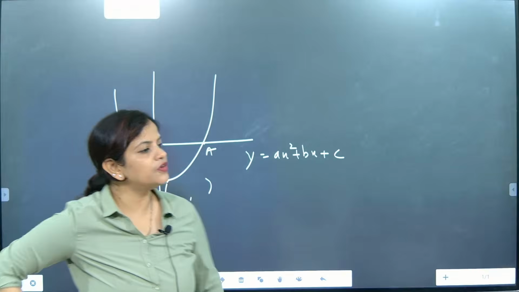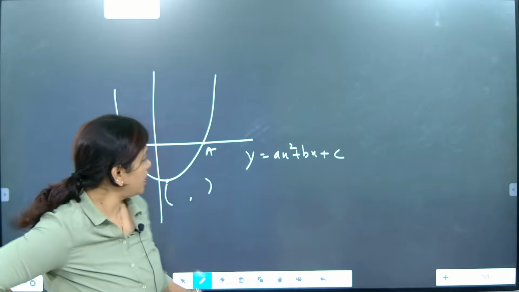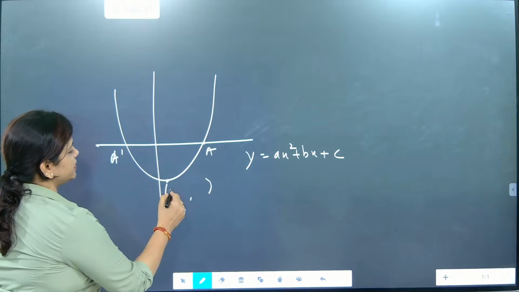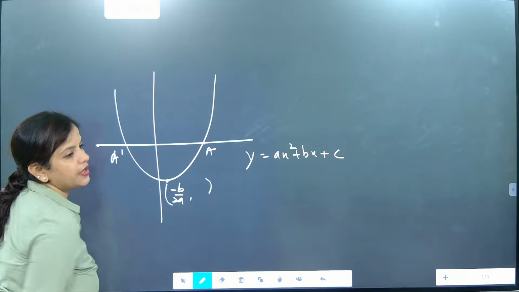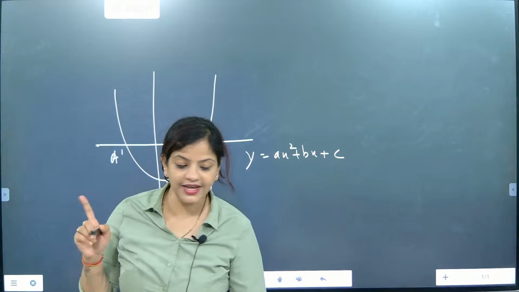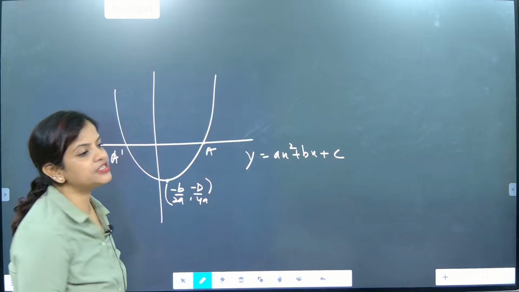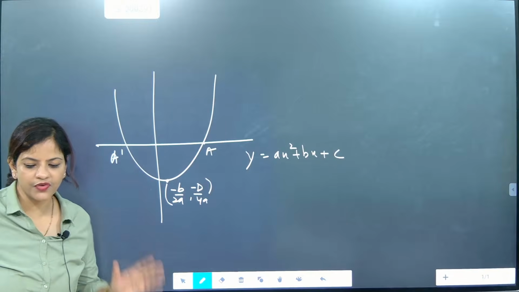Shortest way of finding the vertex. There must be one formula for finding the vertex. Till now I taught you the closer part, as I said, minus b by 2a. That x value will be the vertex. And the second one is minus d by 4a. This is the shortest way we are going to remember.